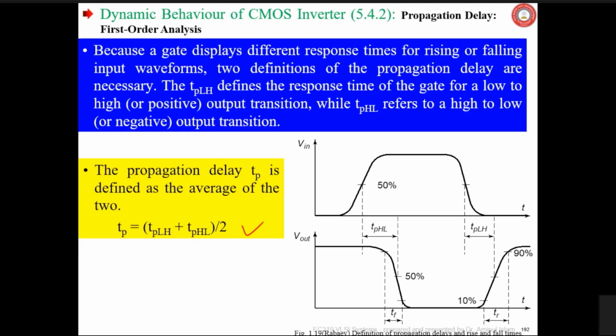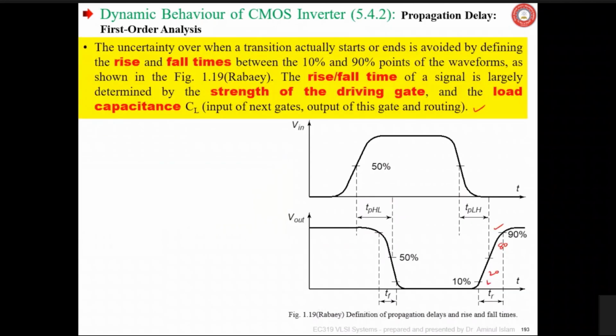So no further discussion on this. Now, the uncertainty over when a transition actually starts or ends is avoided by defining the rise and fall times. Another two terminologies coming: rise time and fall time, between the 10% and 90% points of the waveforms, as shown here.